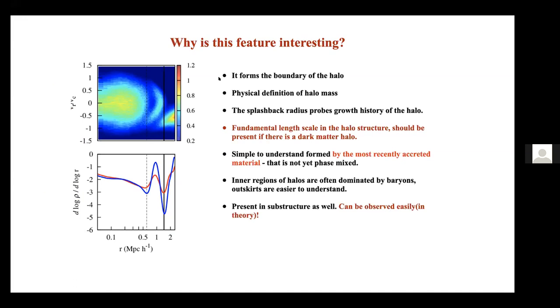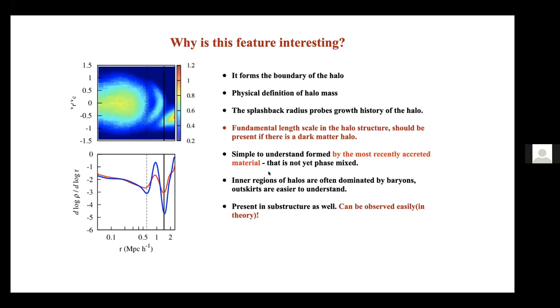Of course, it gives a dynamical, physical definition of the boundary of the halo, and of halo mass. Apart from that, it also traces the growth history, or the accretion history, of the halo. It's also a length scale inside the halo structure, which should be present if we have dark matter. And it's also traced by the most recently accreted material that has not been inside the halo for a very long time, so it might be tracing some of the initial conditions.